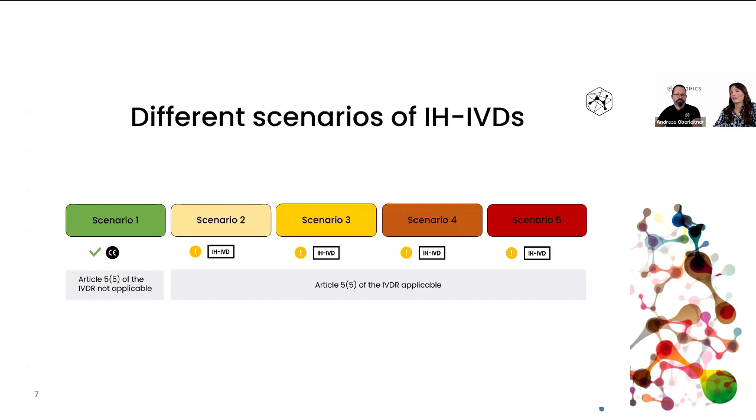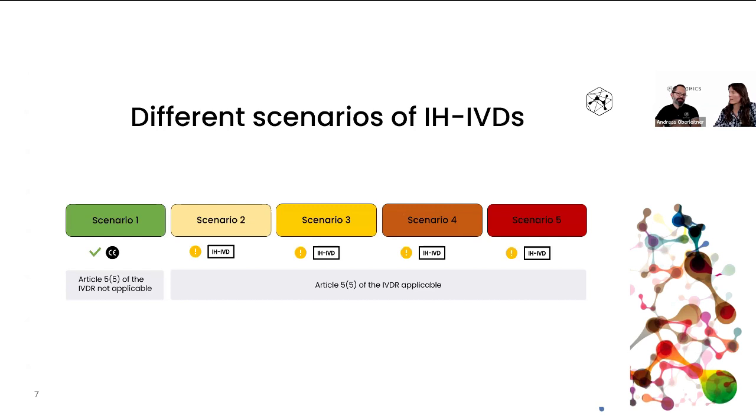And this then means that the health institution needs to comply with Article 5.5 of the IVDR. Also, it is important to highlight that the amount of the documentation and the level of complexity differs between those scenarios. And as you can see, this is already indicated by the color scheme. So scenario 2 is also known as the light way of an in-house IVD, and when it gets to scenario 5, this is also known as the heavy in-house IVD case, basically.